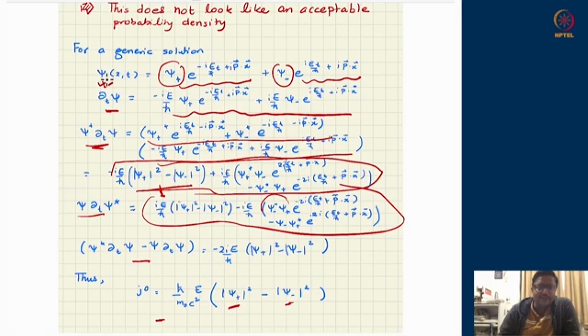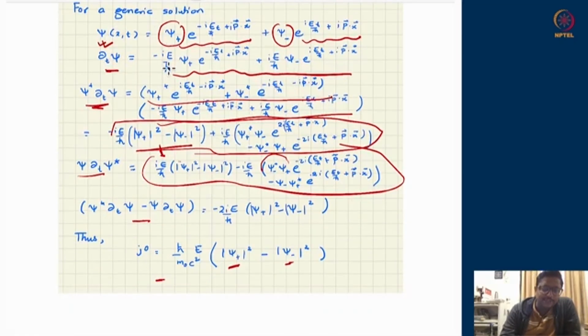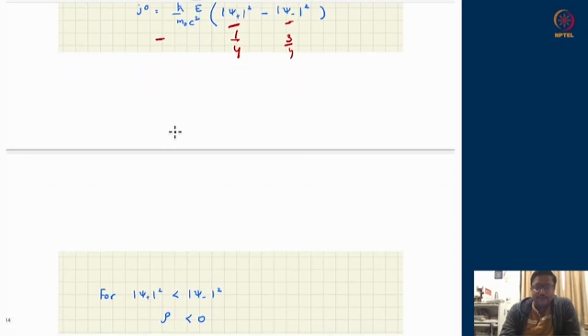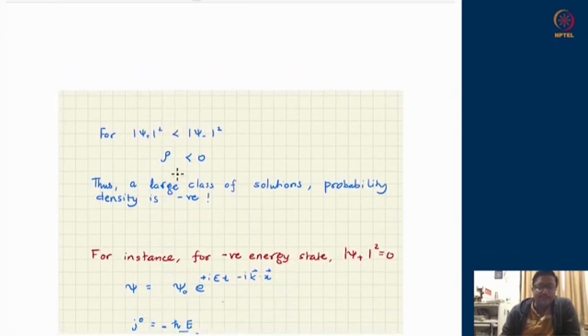It is a valid solution of the wave equation, but for that it turns out the probability density will become negative. So this will become 1 by 4 and this will become 3 by 4, and the probability density will become minus 1/2 of h bar E upon m naught c square. So whenever |psi plus| square is greater than |psi minus| square, you have a problem at hand. You will get a negative probability density, which is not acceptable.